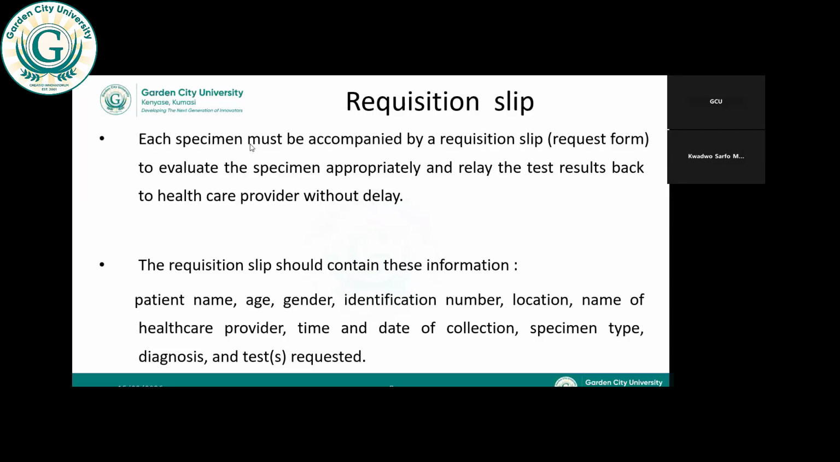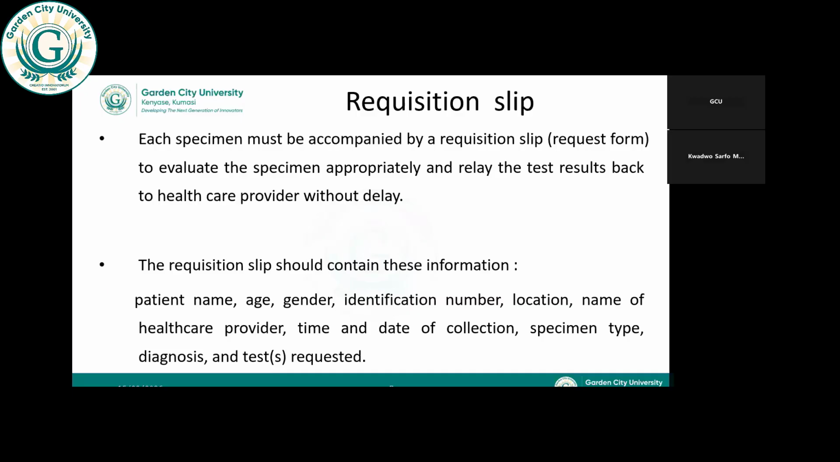So each specimen needed for the test, you don't just take a specimen for taking's sake. There should be a purpose. So it comes usually on request, and it should indicate what is needed to be done, so that the information could be relayed back to the one who is requesting.